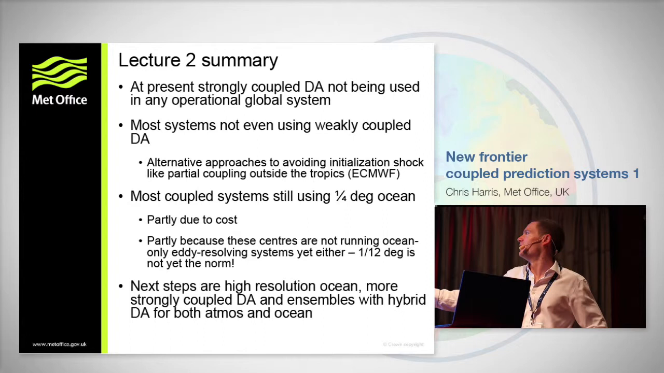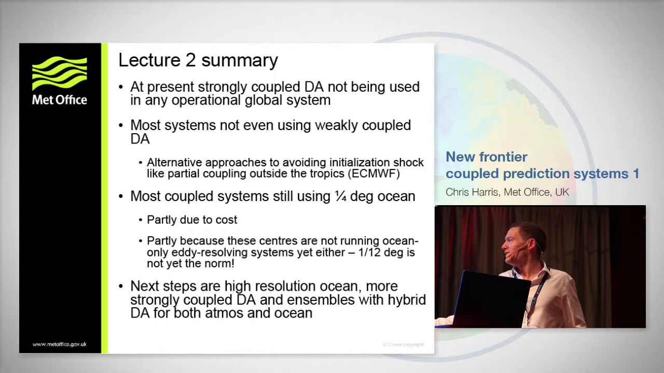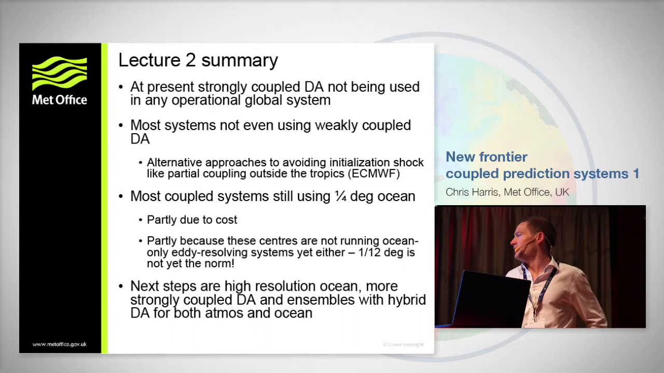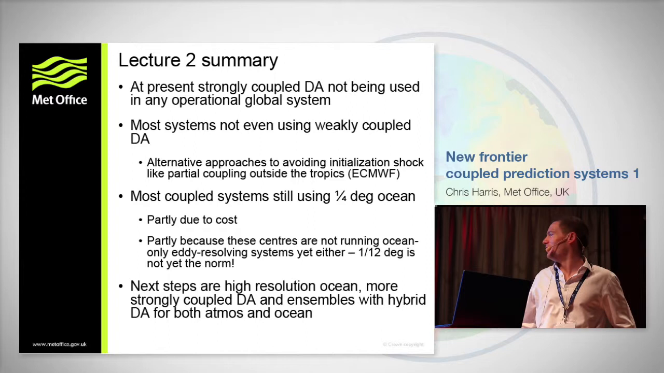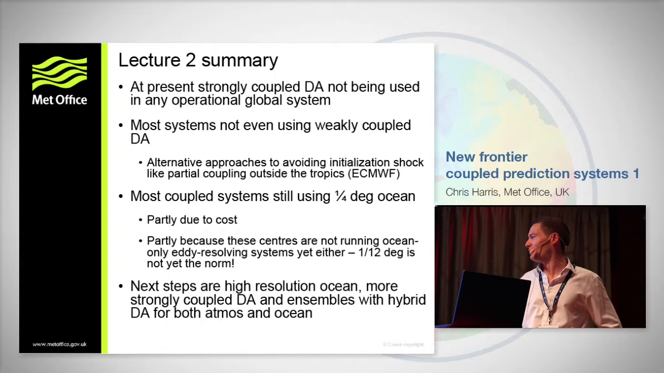As I say, most systems are still using quarter degree ocean. I think that's partly due to cost, but actually it's probably worth noting that those centres that I've talked about are not running ocean-only eddy resolving systems either. So the Met Office doesn't have a 12th degree ocean-only system, neither do ECMWF or the Canadians, for example. And I'd probably slightly disagree with Eric's comment earlier in the week that 12th degree is the norm for GODAE class ocean forecasting systems. It's certainly where we'd all like to be, but probably the majority of systems around the world are still running a quarter of a degree and looking towards 12th degree in a year or two's time. And when that happens, I think those will then feed into the coupled systems as well.